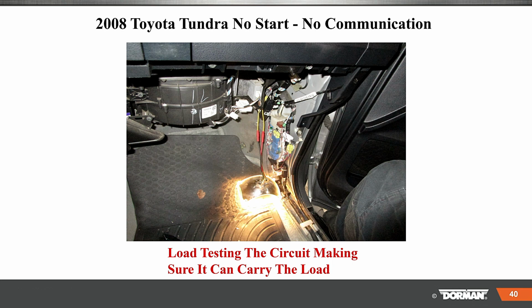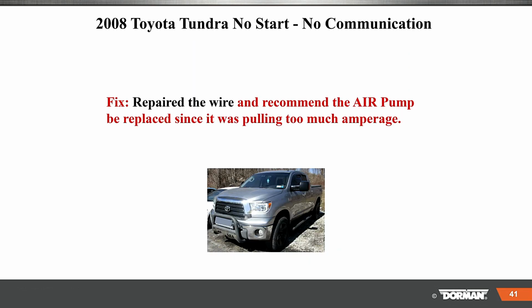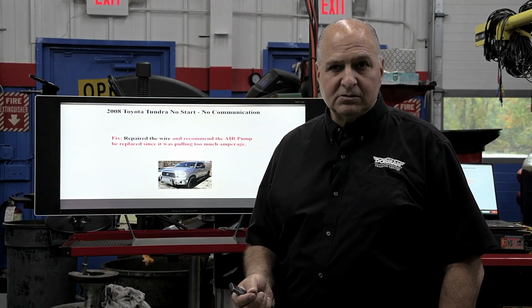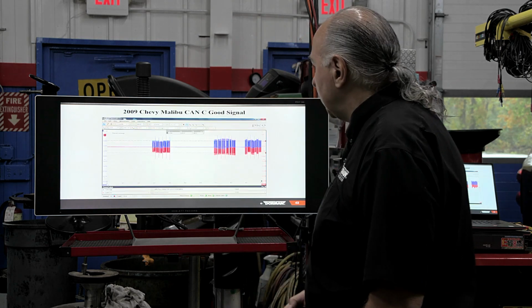So what we needed to do here, excuse me, was load test the circuit, make sure it can carry it. We fixed the wire and recommended the air pump. The shop, I don't think they replaced it. Of course, it was never going to pass the New York State inspection, but that ain't my problem. That's his problem. And we replaced it. The pump was pulling too much amperage, so we had to leave the pump disconnected. Does that make sense? Okay, disconnected.